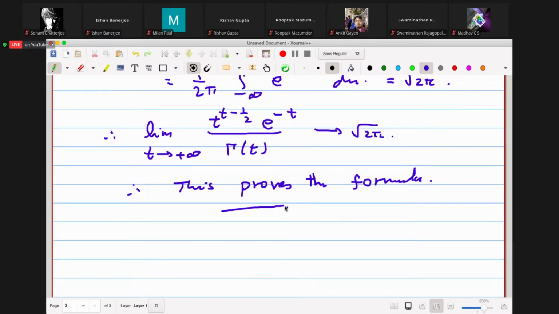So I'll work out some problems. We will take up the central limit theorem later, that's in the next lecture. So, exercises.